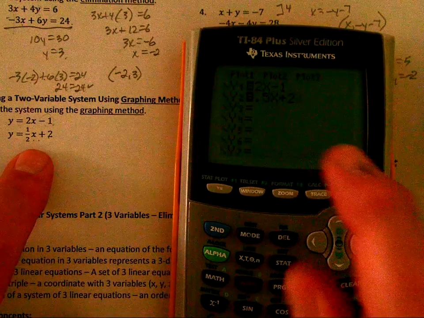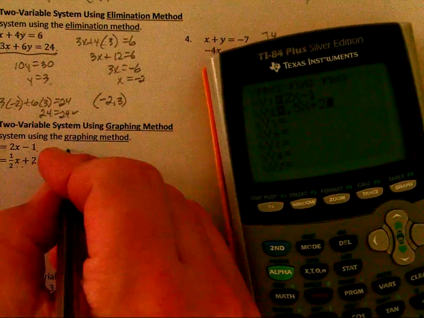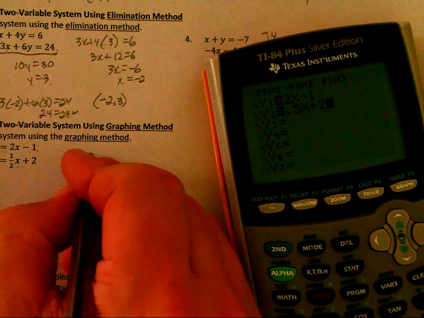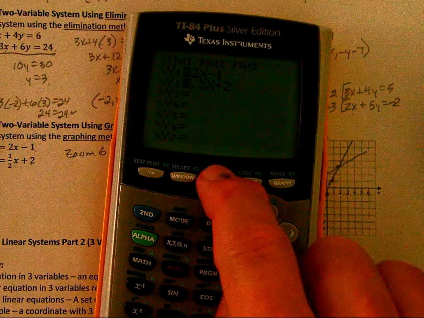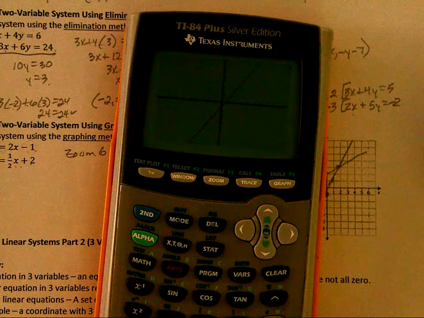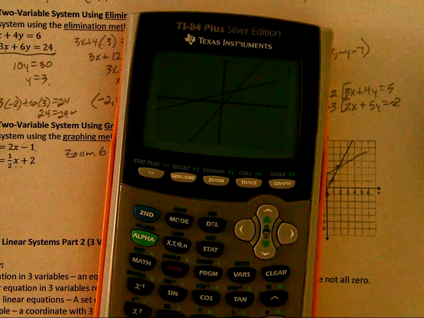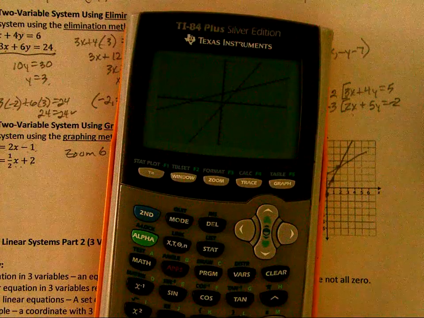A lot of times when I first start, I hit Zoom 6, because if you changed your window ever, this will get you back to the normal window. I hit Zoom 6 a lot. So Zoom 6, now it's going to graph that for me. There's our first graph. There's the second graph. Now we want to know where they intersect.